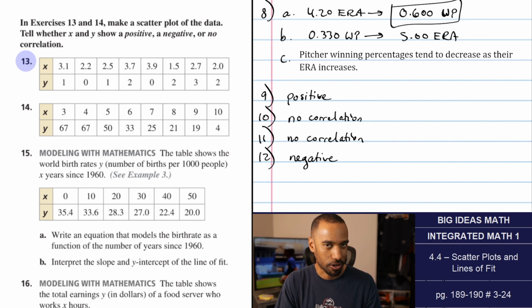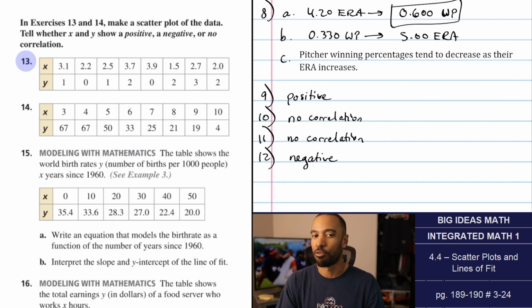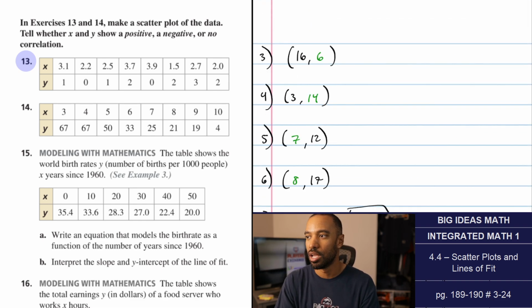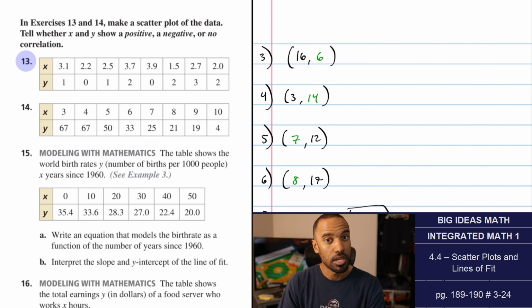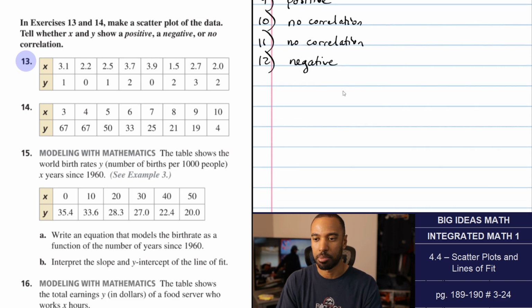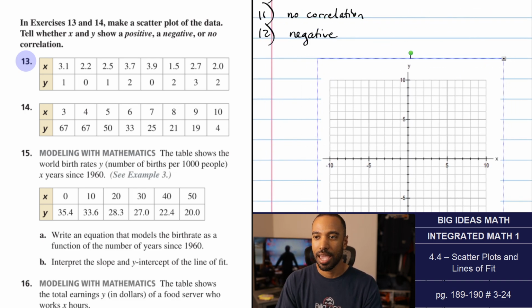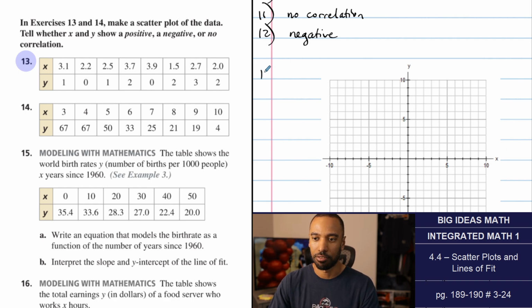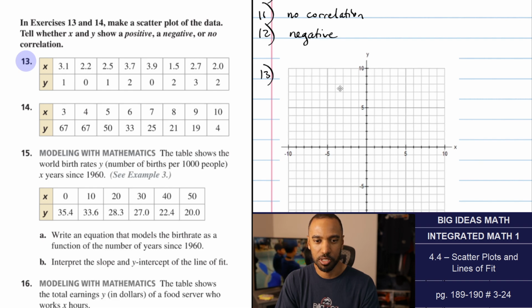Well, these are going to be longer, I'm sure. In exercises 13 and 14, make a scatter plot of the data. Tell whether x and y show a positive, negative, or no correlation. So this is where graph paper is going to be used. Okay, I just found some. Copy and paste. And the best thing I can do for this is we're going to use the first quadrant, but determine scaling.